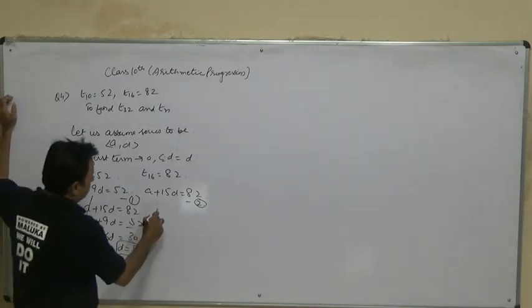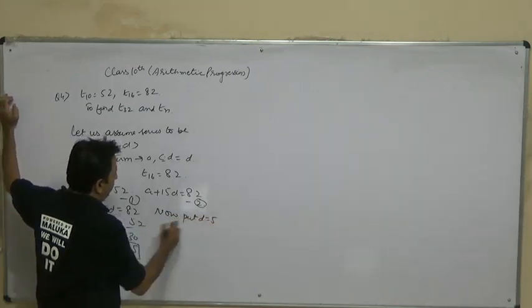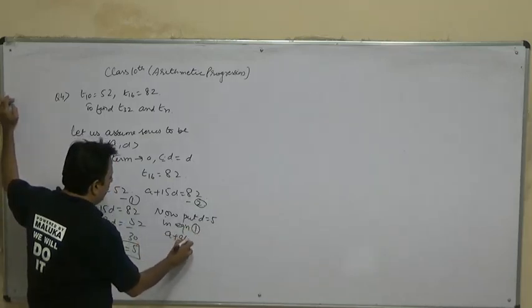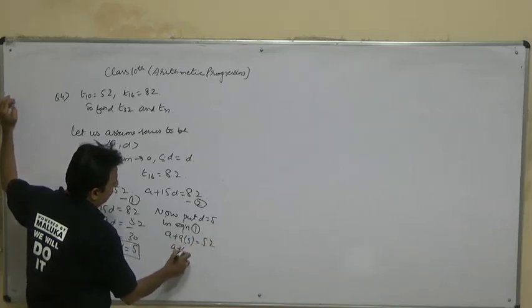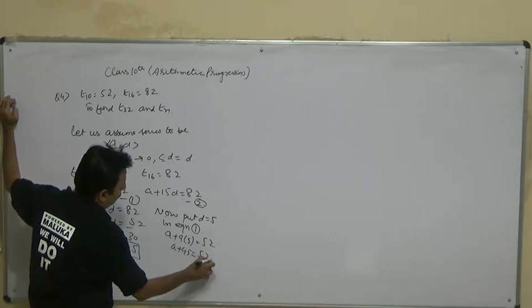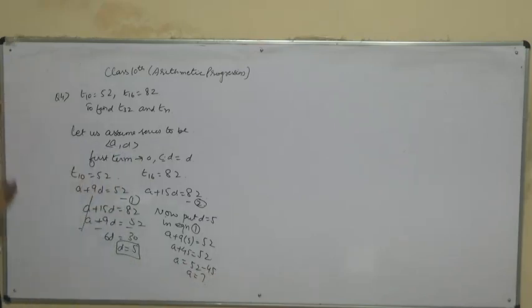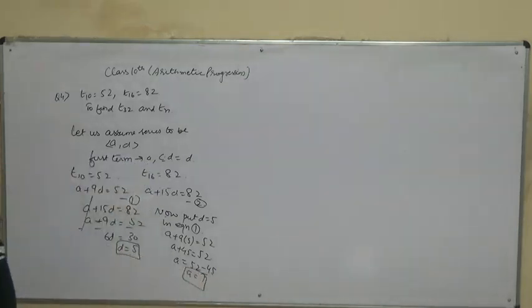Now put D is equal to 5 in equation 1. So what do we get? A plus 9 into 5 is equal to 52. A plus 9 fives are 45 is equal to 52, A is equal to 52 minus 45, A is equal to 7. So now what do we want to find? We have found the first term is 7 and the common difference is 5.